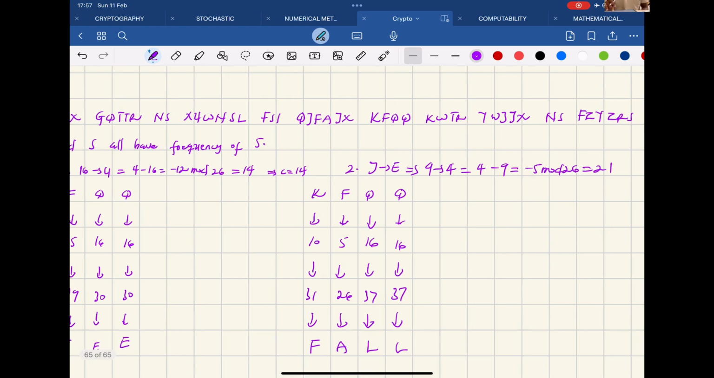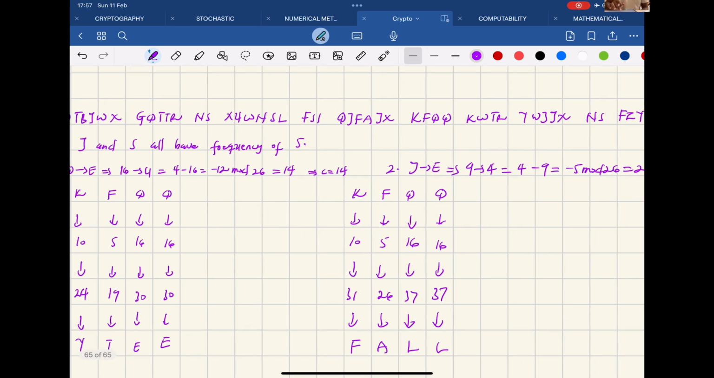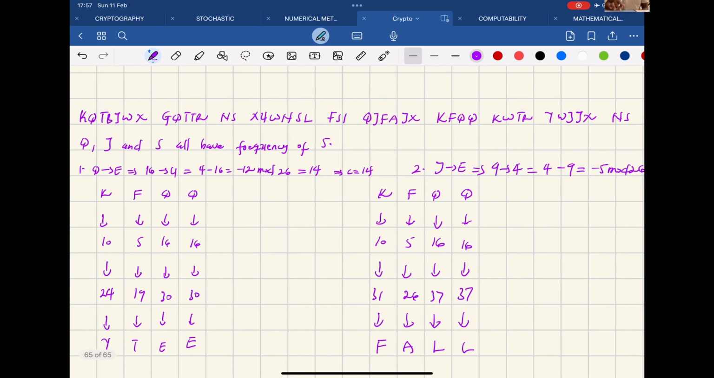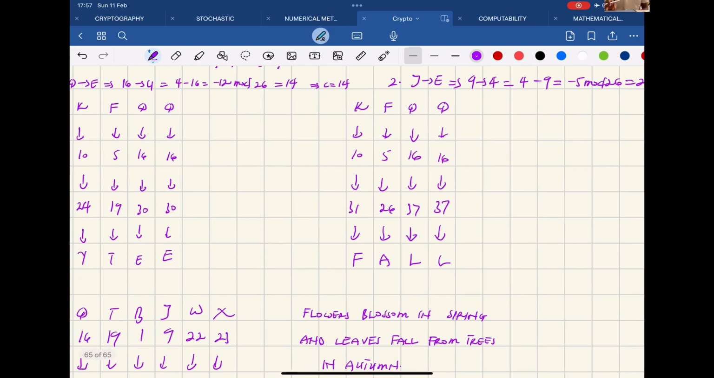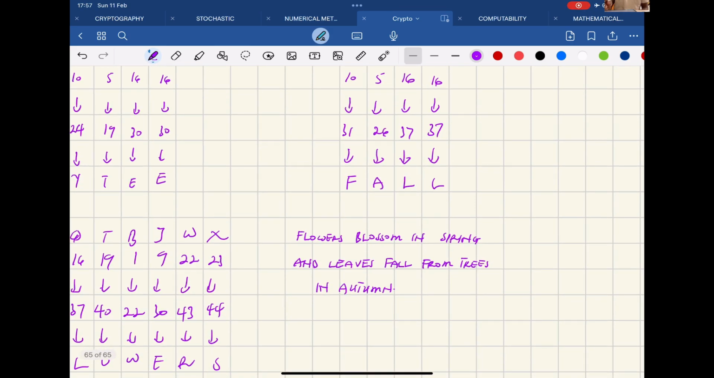That's the brute force attack. Instead of doing the brute force attack, we use the frequencies of the letters. And this is the answer: flowers blossom in spring and leaves fall from trees in autumn. So that's how the Caesar cipher works.